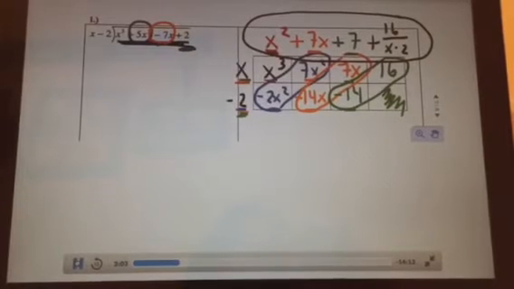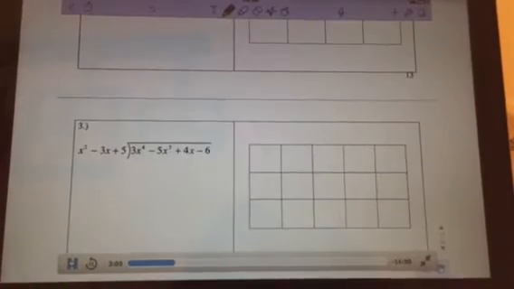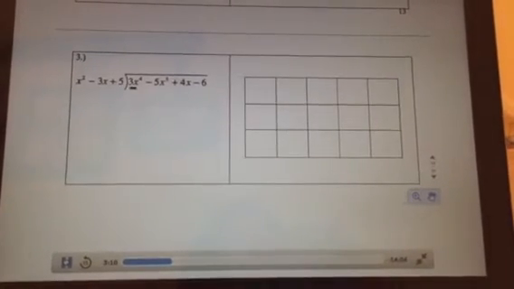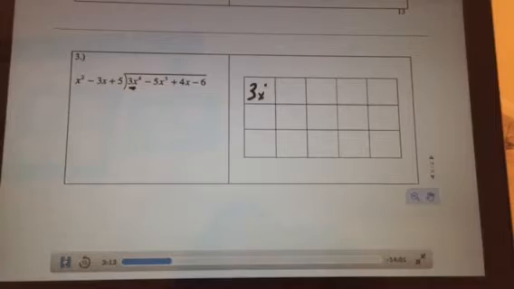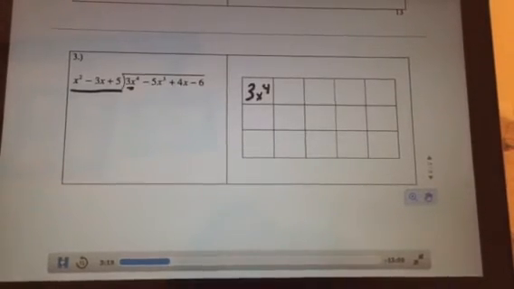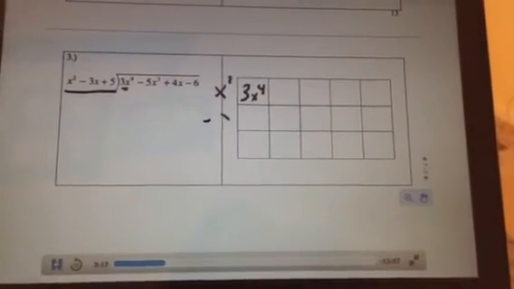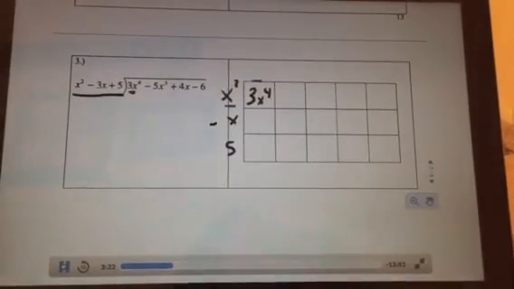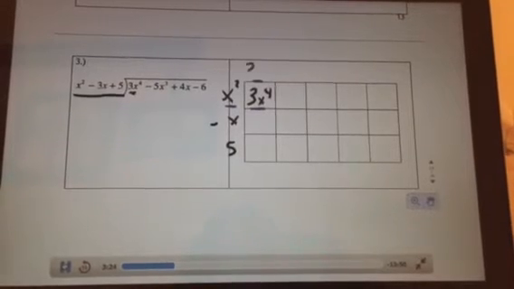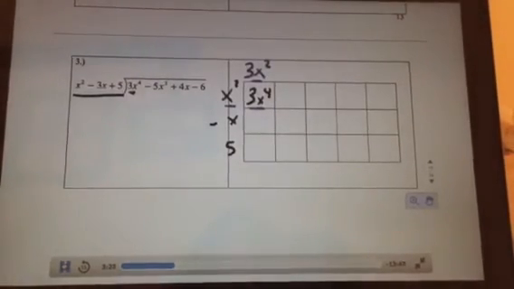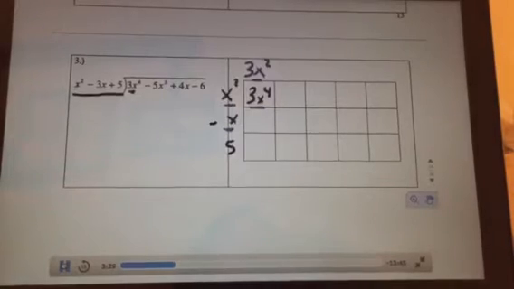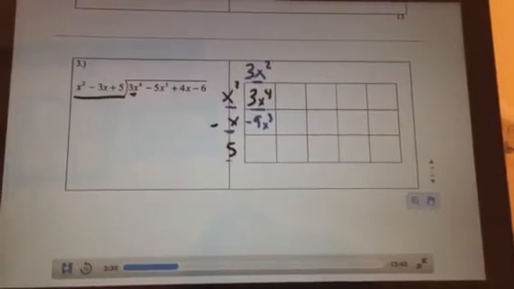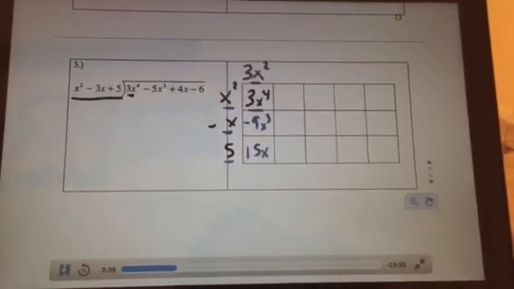Once again, we're going to skip example 2 and move on to example 3. So example 3, same idea. The first term of the dividend goes inside your first box. The divisor goes down the left-hand side, x squared minus 3x plus 5. We work backward and think x squared times what gets us 3x to the 4th? The answer is 3x squared. So now I take that 3x squared times the negative 3x and get negative 9x cubed. Then I take my 3x squared times the 5 and get 15x squared.